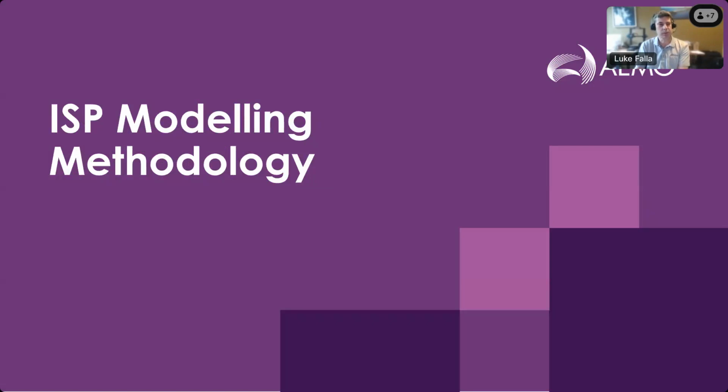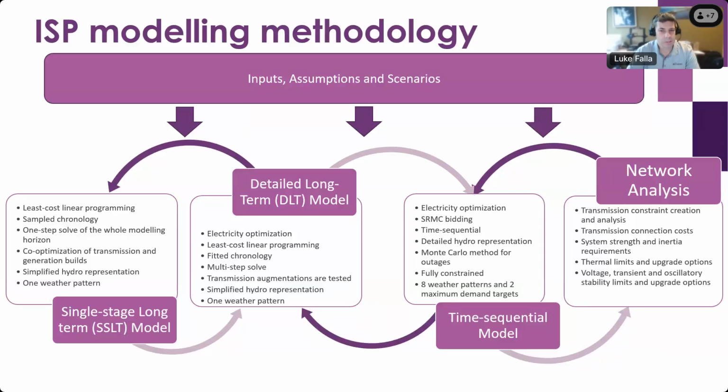Okay, I'll talk about our modeling, which allows us to come up with these types of results. We have a traditional generation expansion model, which we're really pushing quite hard. It starts off with a single stage long-term model, which is just a linear expansion, linear for the transmission and the generation. We try to look at gas and gas constraints, and a simplified hydro representation. This is really to give us a starting point about where we start to then iterate on this detailed long-term model.